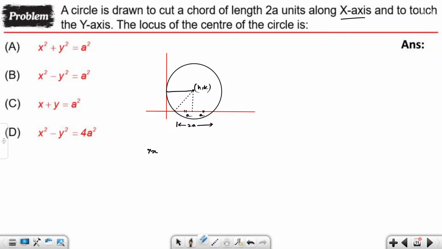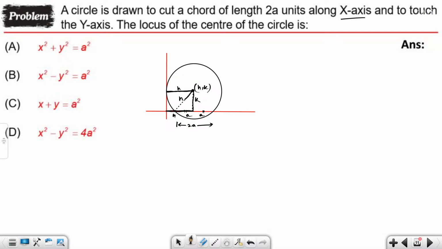Because as we have taken H, K, and this length is H, and if this length is H, this length is also H. And this is nothing but the radius of the circle. Therefore, the radius of the circle is nothing but H. And this perpendicular distance is K. So I have to find the locus of this center, a relation which contains H, K and the constant, which in this case is A, given in the question.